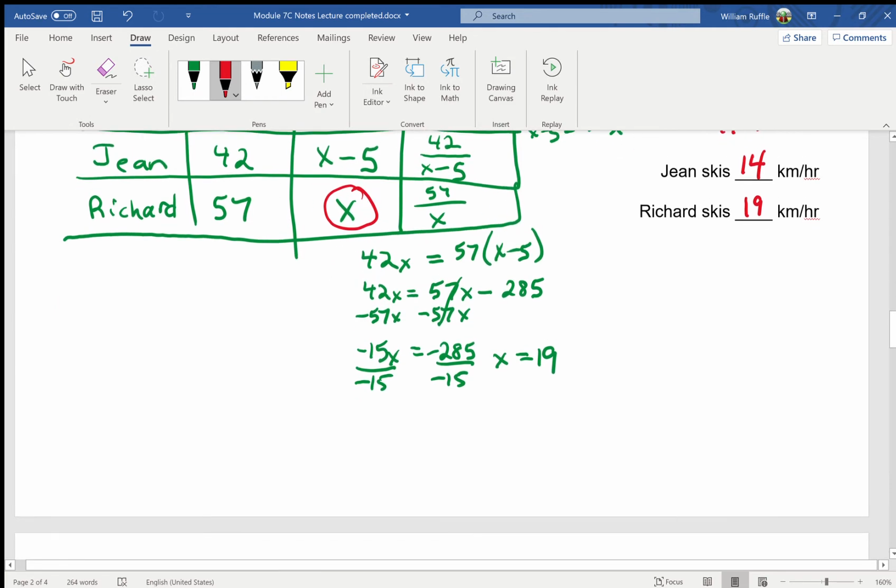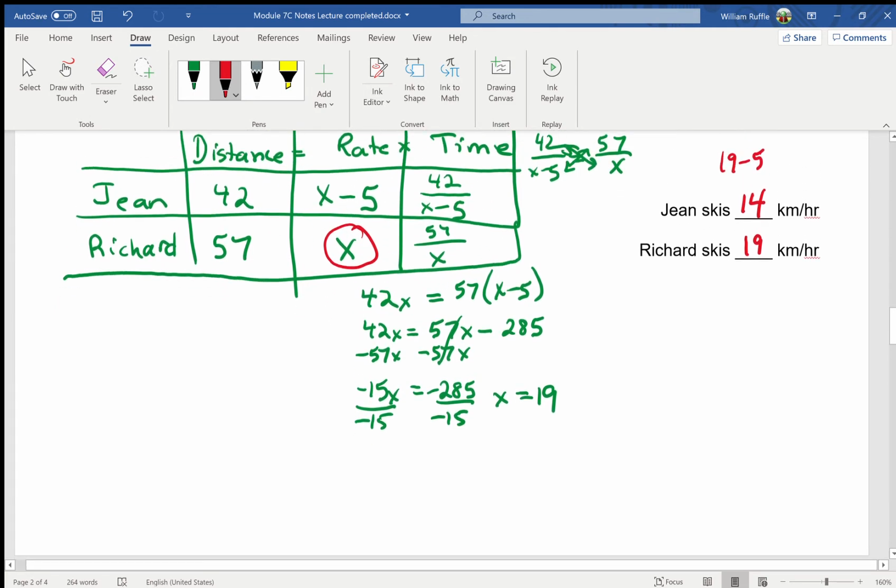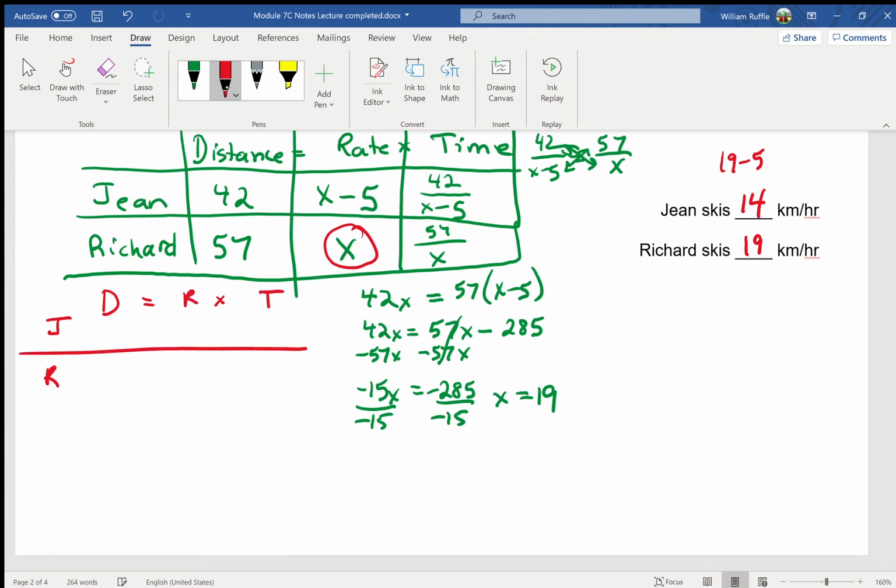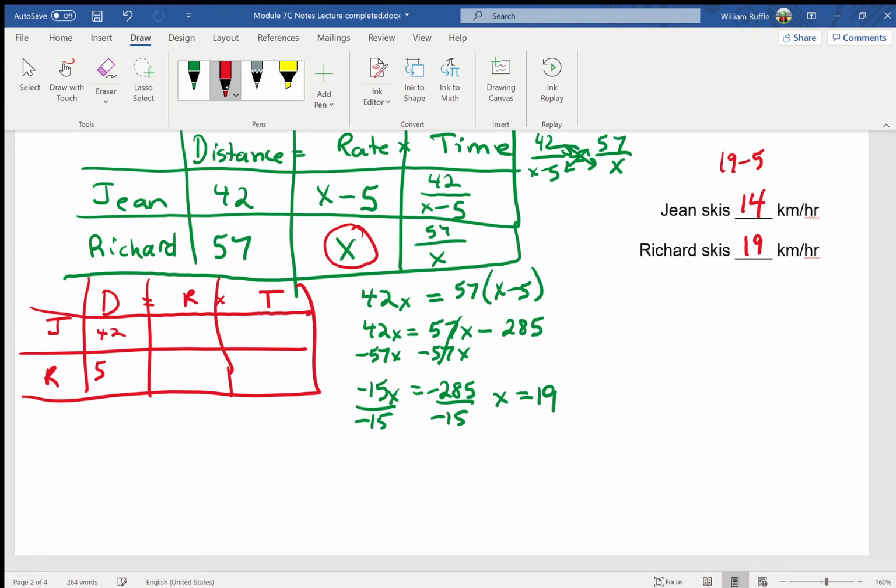Now, I could have set this up slightly differently. I'm going to write a little bit smaller here on the left-hand side, and I'm going to do it in red as well to distinguish it. So if I do Jean and Richard again, I'm going to do D equals R times T. Now let's say the distances are the same, so 42 and 57. But instead of making Richard the base one, I'm going to make Jean go X. Now if Jean is 5 kilometers per hour slower, then that means Richard is 5 kilometers per hour faster.